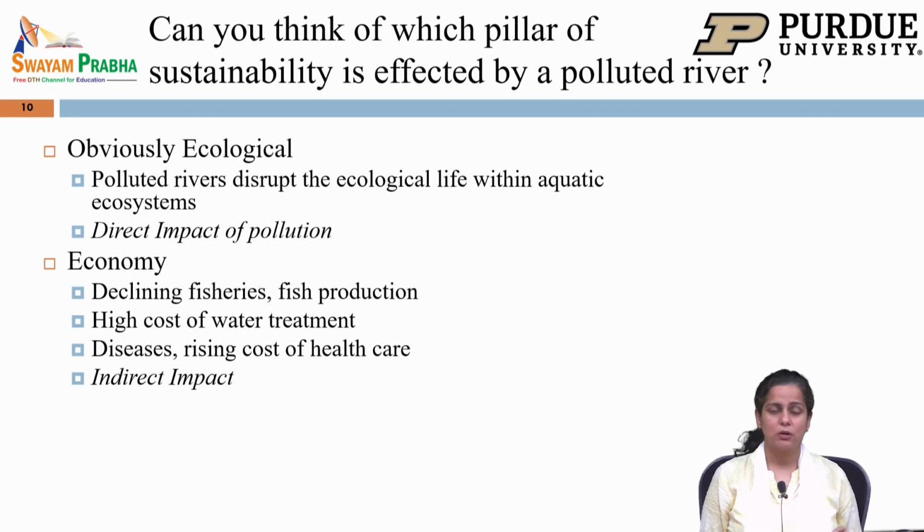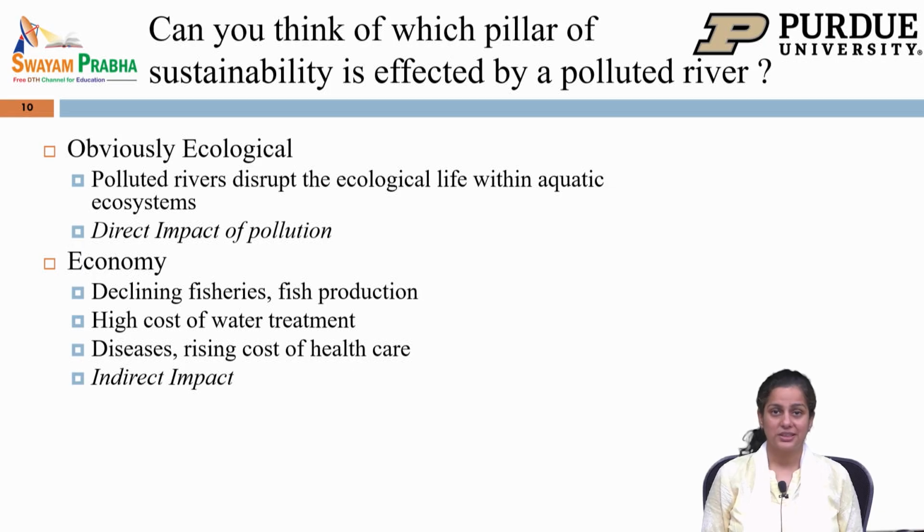Next, it can also affect economy, because if you have a polluted river and you are disrupting the ecological life, you will have declining fisheries and fish production, on which a lot of the fishermen's livelihoods are relying. Also, if you are withdrawing water from that river and it's polluted, you will have a high cost of water treatment, and that cost actually adds to the cost of purified water that you are buying.